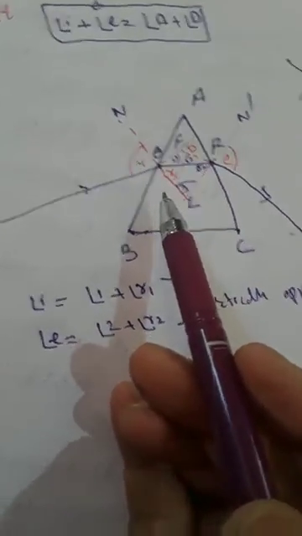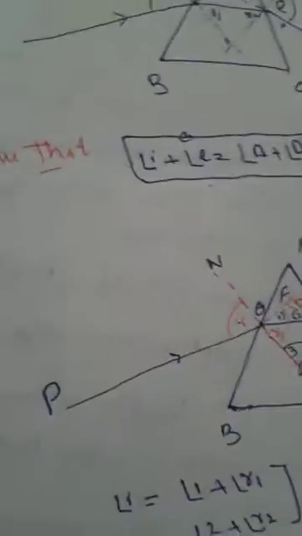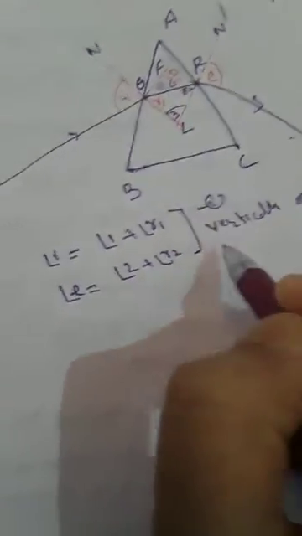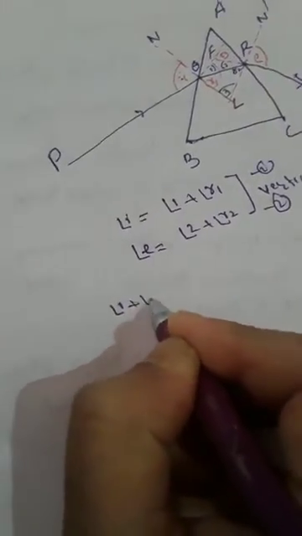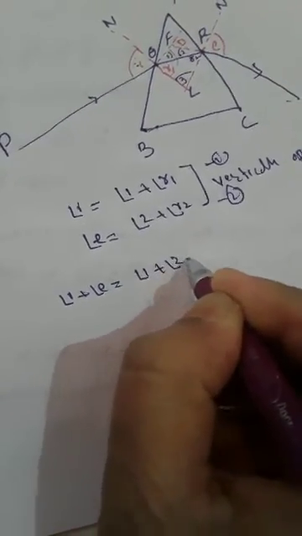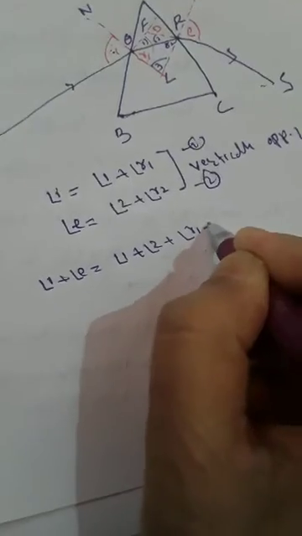But if you look towards my requirement, I have to find angle I plus angle E. That means I have to add these two. Adding first and second, because my requirement is angle I plus angle E. That means angle I plus angle E is equal to angle 1 plus angle 2 plus angle R1 plus angle R2.